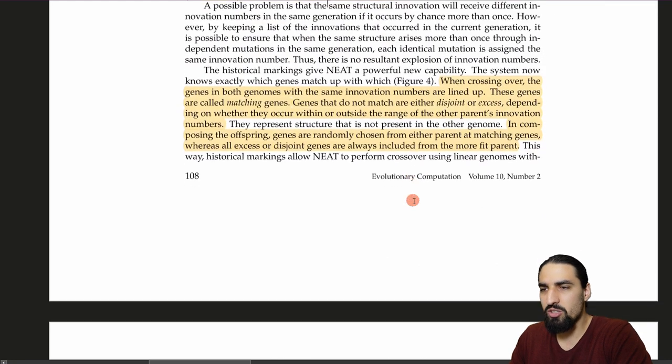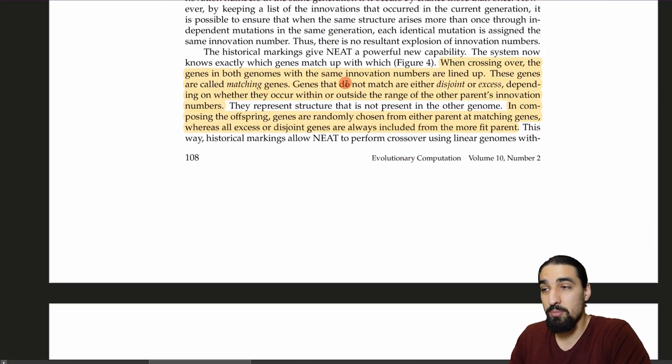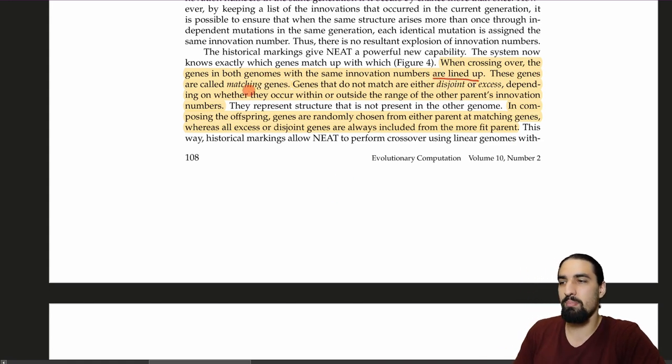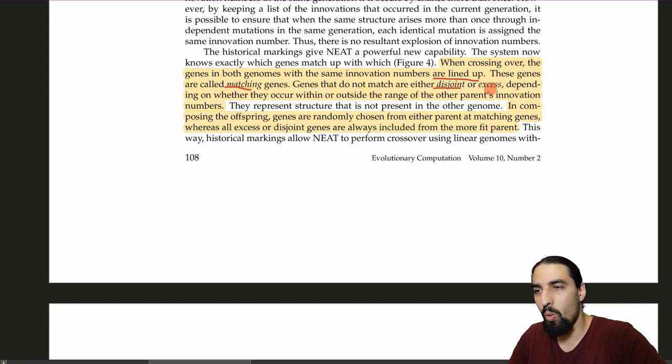Okay, so when crossing over, the genes in both genomes with the same innovation numbers are lined up. So we line them up. We're going to see an image in a second. And these genes are called matching genes. Genes that do not match are either disjoint or excess, depending on whether they occur within or outside the range of the other parent's innovation numbers. In composing the offspring, genes are randomly chosen from either parent in matching genes, whereas all excess or disjoint genes are always included from the more fit parent. So that's an important detail here.